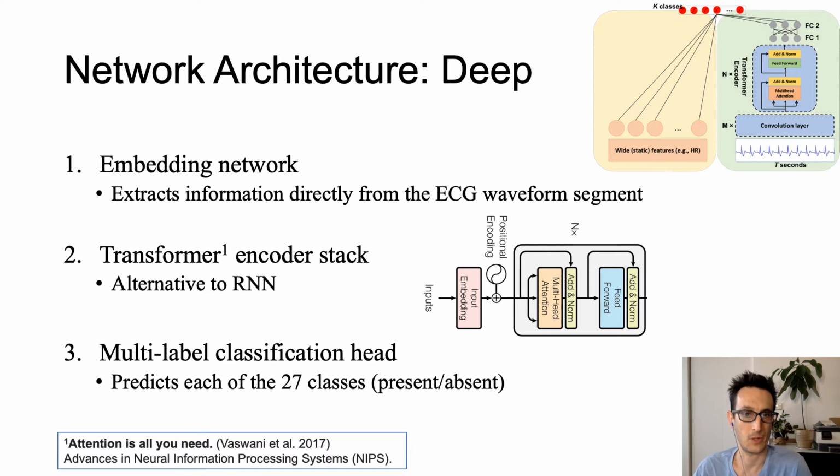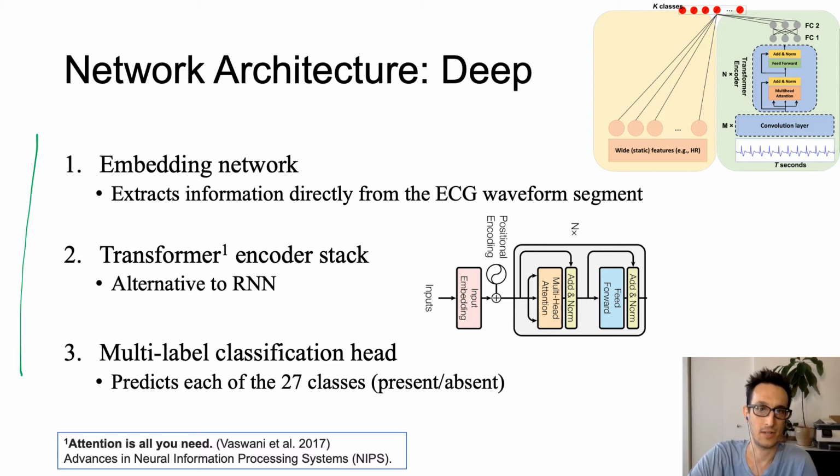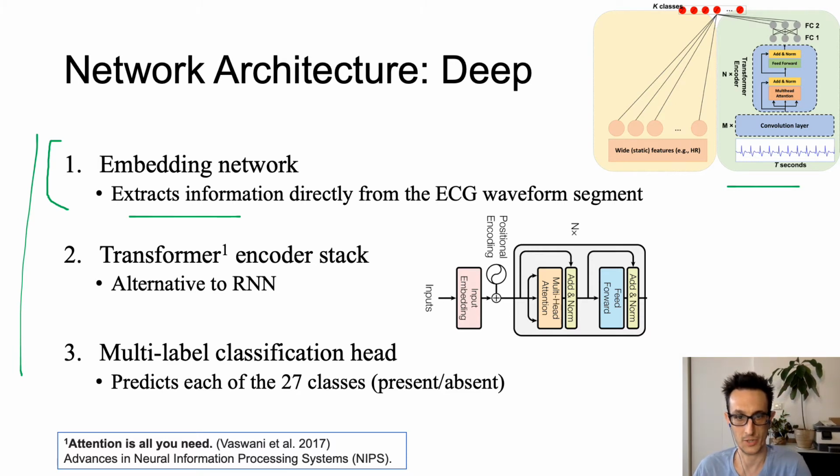The deep neural network component is made up of 3 sections. So now we're on the left-hand side of this diagram here, where we're going to be processing the raw ECG data directly. The first thing we do is we pass that to a convolutional neural network, a series of convolutions, which we call the embedding network. These convolutions are going to extract information directly from the raw ECG waveform. And remember, we're dealing with these 15-second segments. Once that's done, we're going to take those embeddings and pass them to a transformer model.